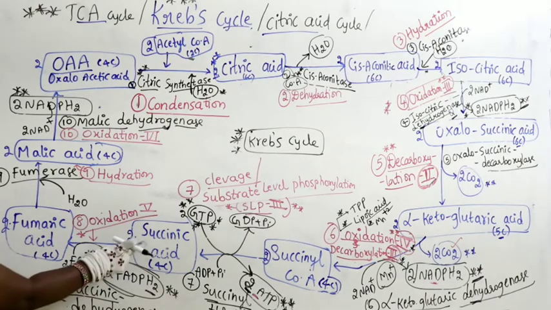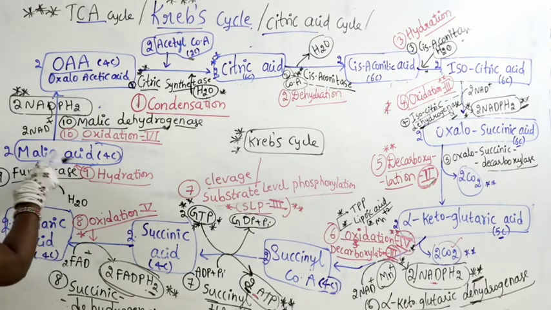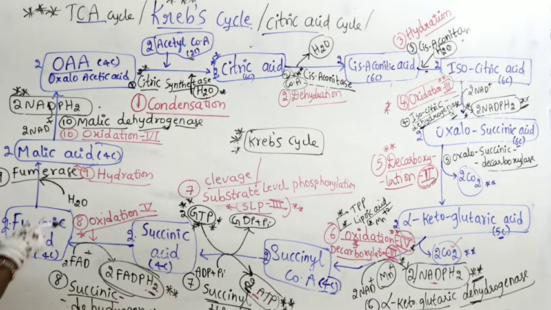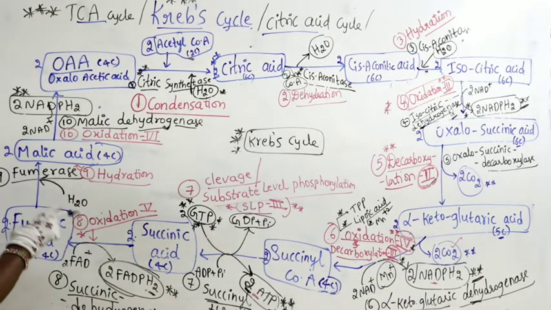Now succinic acid having 4 carbons further forms fumaric acid, a 4 carbon compound. Here the FAD plus is reduced to form FADH2, very important. So this is oxidation number 5 and name of the enzyme is succinic dehydrogenase. Now further fumaric acid converts into malic acid. Now there is an addition of water. So name of the reaction is hydration and name of the enzyme is fumarase.